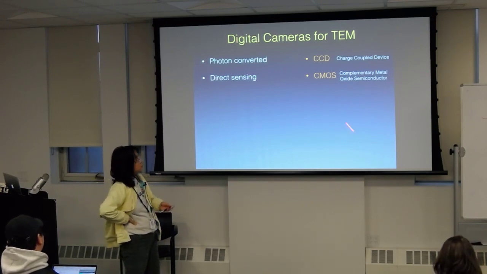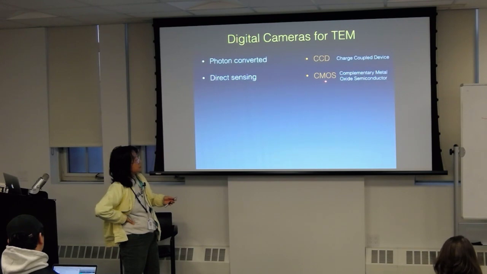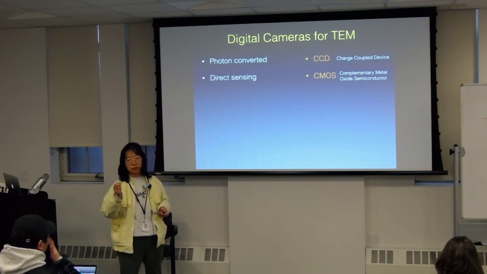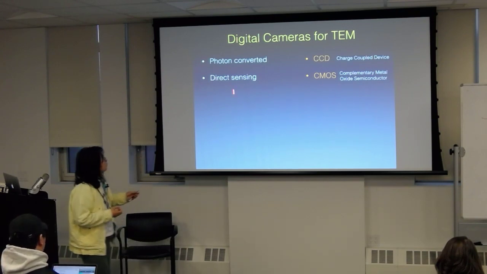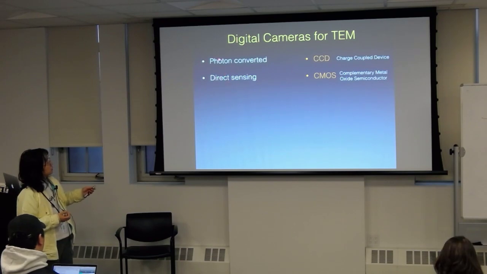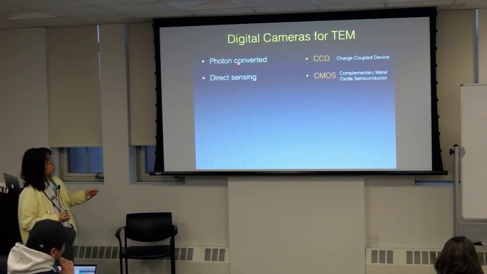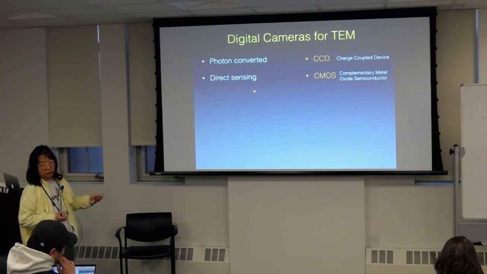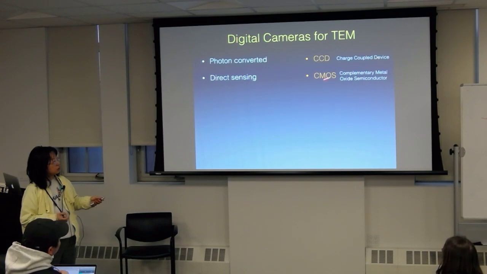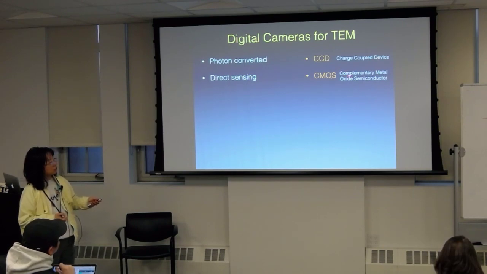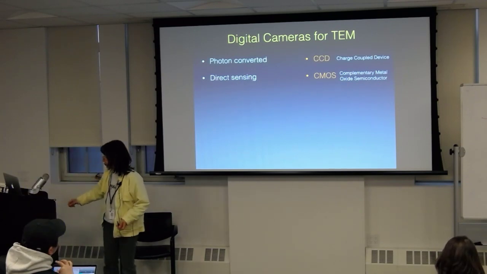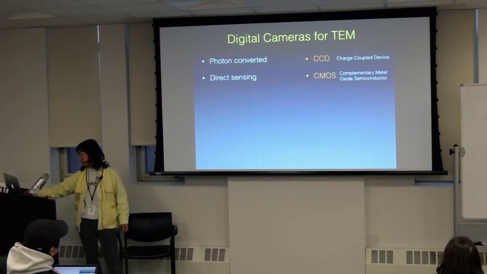Now, what's different between CMOS and CCD is really the sensor, how they process the information. So I'm putting it here. You have actually different things you are talking about: you convert it to photons, or you directly sense it. And then your sensor could be the CCD, the charge-coupled device, or the CMOS, the complementary metal oxide semiconductor. You can do a combination of them.